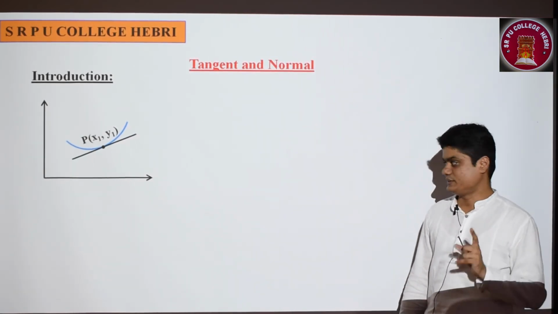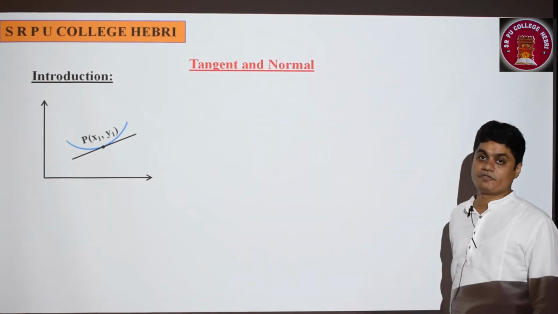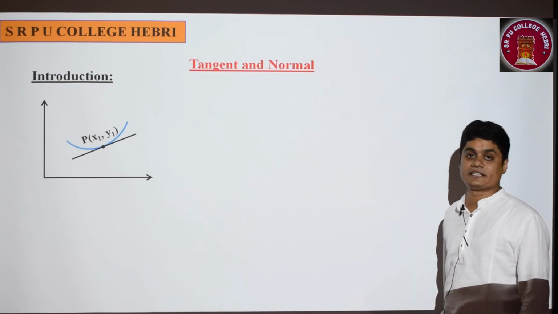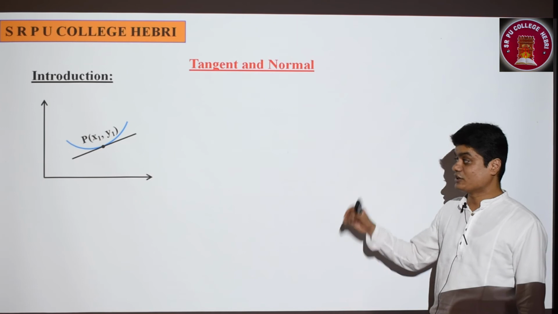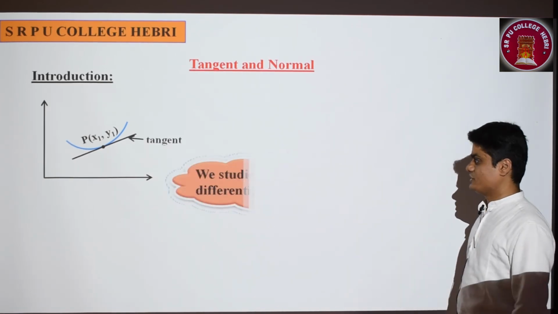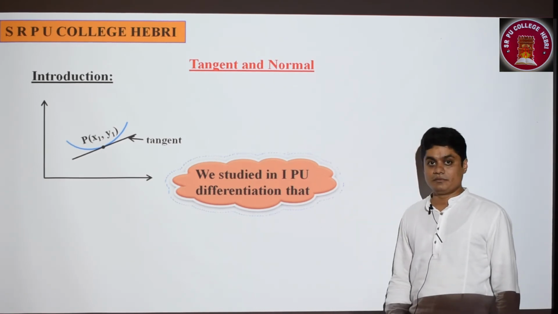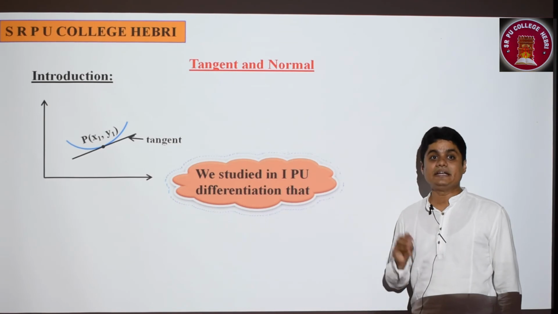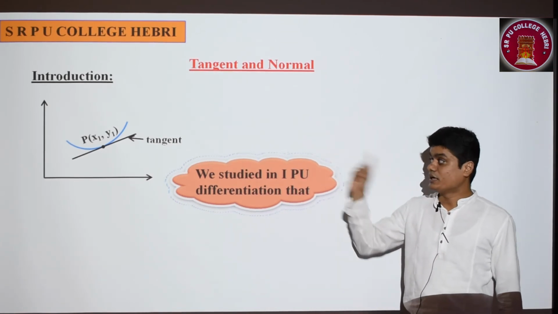What is a tangent? It is a line touching the curve at a single point. The single point, we already decided, which is P of x1 y1. So draw the tangent to the curve at the point P of x1 y1 like this. So it is a tangent. Now we studied in first PUC differentiation that dy by dx will always represent the slope of the tangent to the curve at x1 y1.